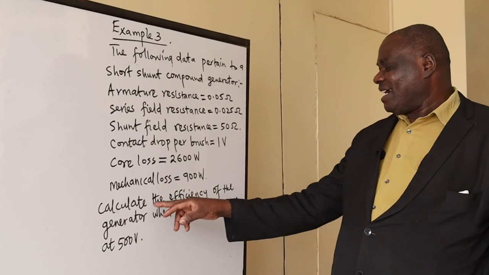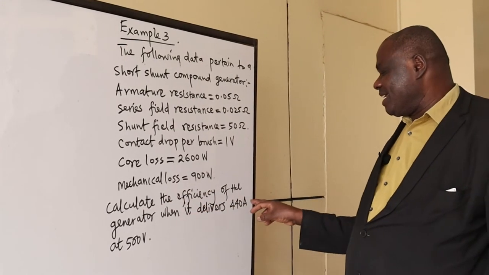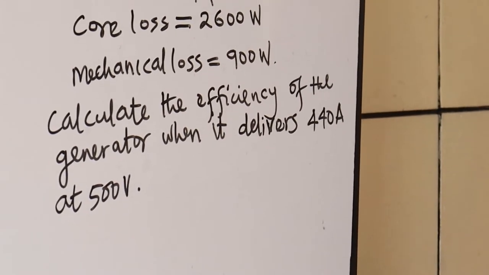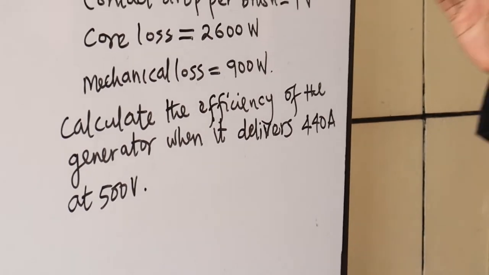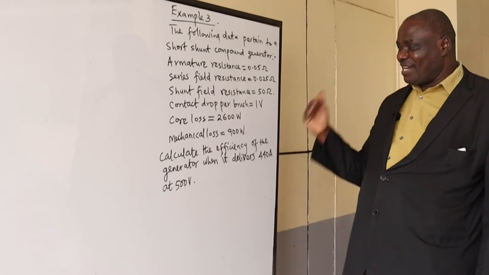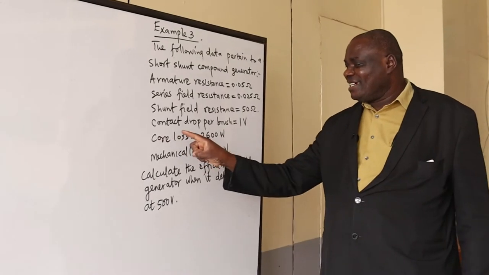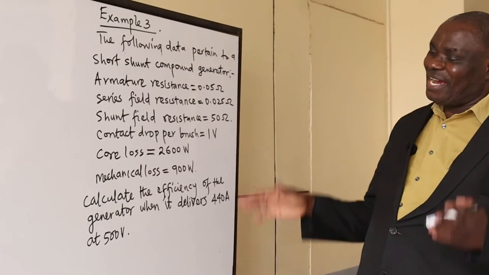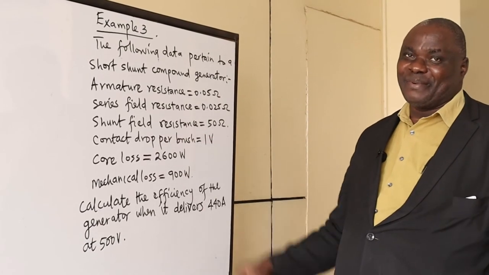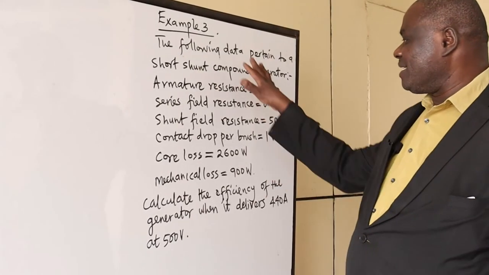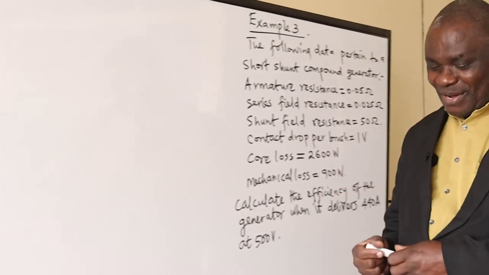So what is required? Calculate the efficiency of the generator when it delivers 440 amps at 500 volts. What is required here is just to evaluate the variable losses. With variable losses known, we have already the constant losses given in two divisions, that is core loss and mechanical loss. If we have all the losses ready, then we can evaluate our efficiency. So in our solution we can have a diagram to help us calculate what we need.